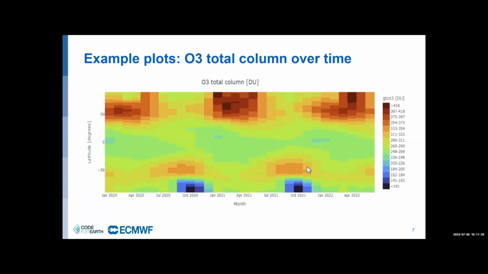On the y-axis, we have the latitude, and on the x-axis, the time. We have chosen month as the time step, but users can choose any time step, so daily, weekly, monthly, or yearly. And for each time step, there is for each latitude an average value of ozone for that latitude. So it's averaged on longitude values.